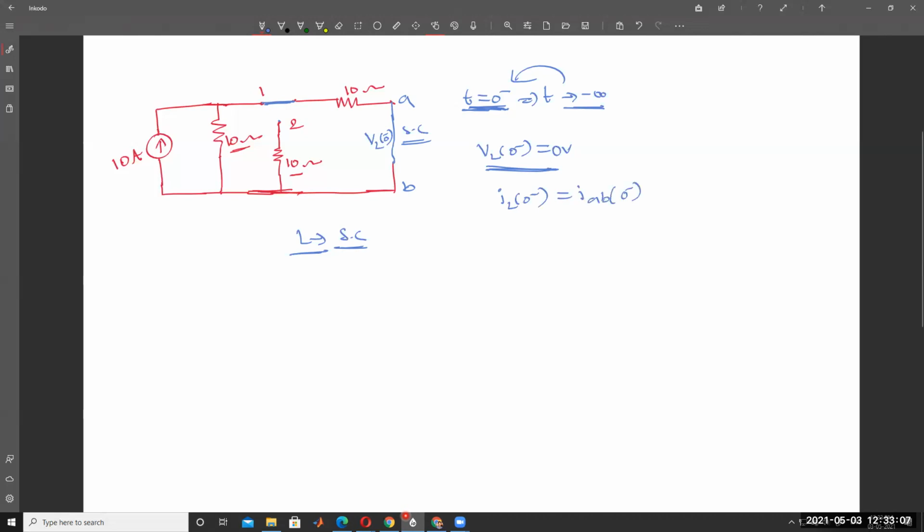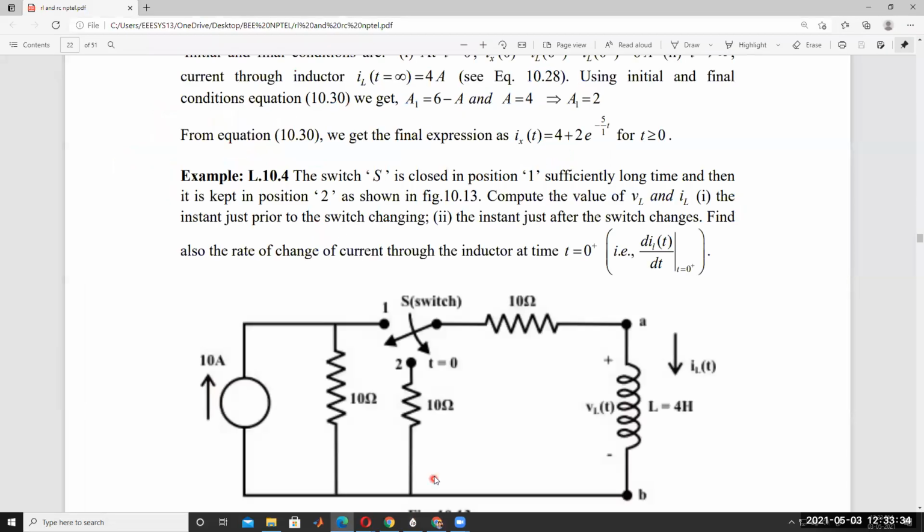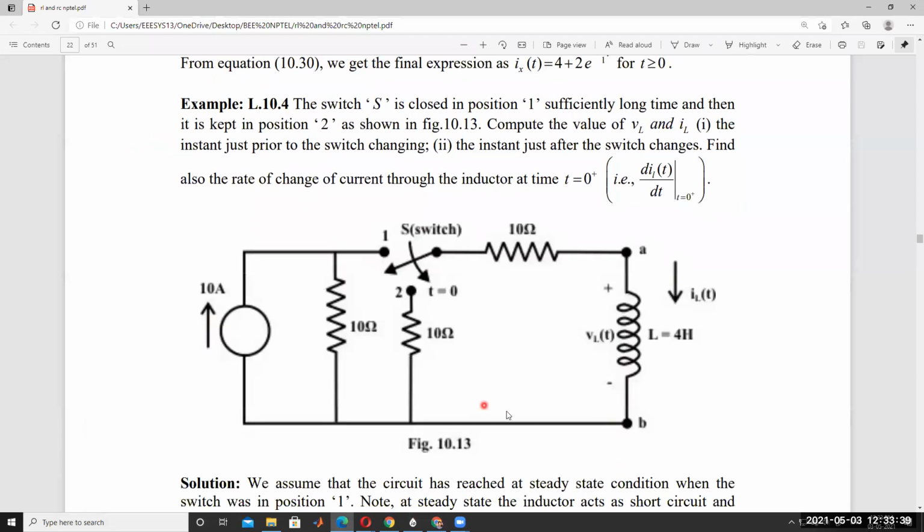Here a 10 ohm resistor and a 10 ohm resistor, both these two are parallel. That's why the current is dividing equally, that is 10 by 2, which is 5 amps. So IL of 0 minus is equal to 5 amps and VL of 0 minus is equal to 0 volts. Like this, you get the voltage and current prior to the switching action.